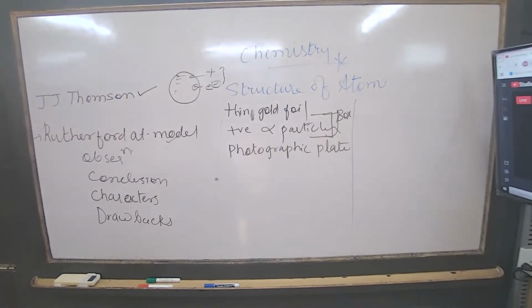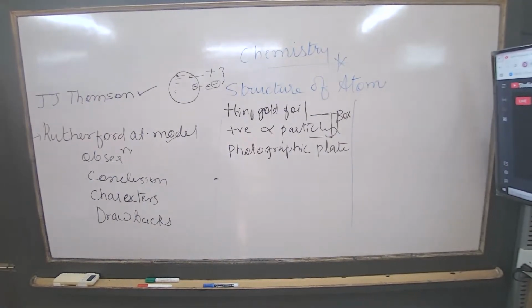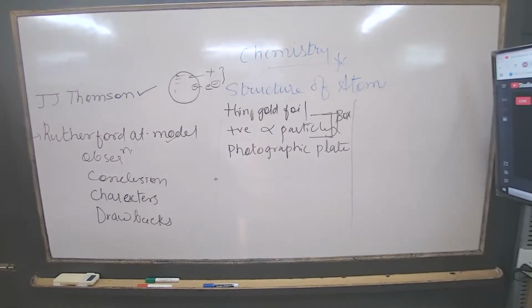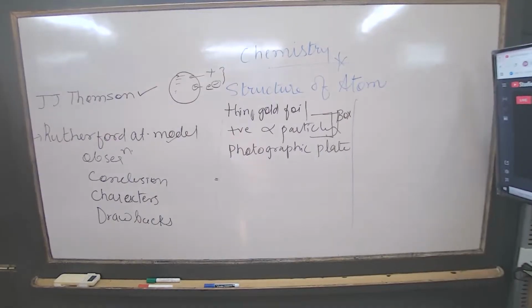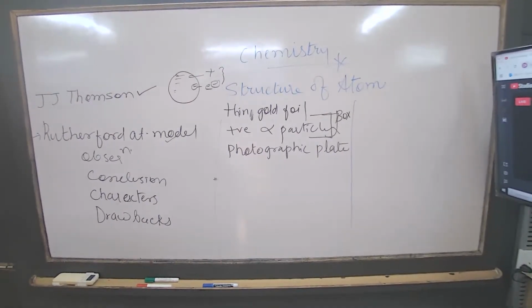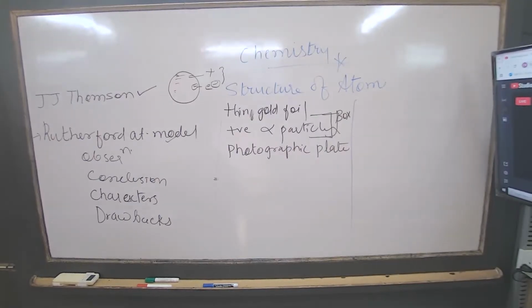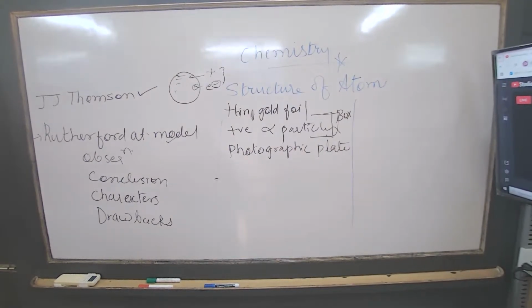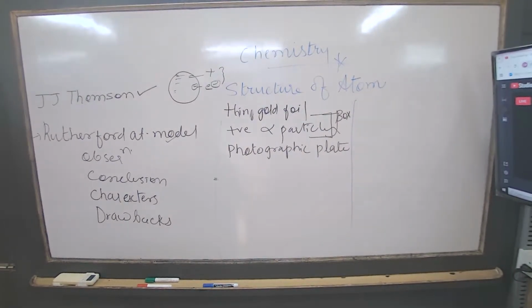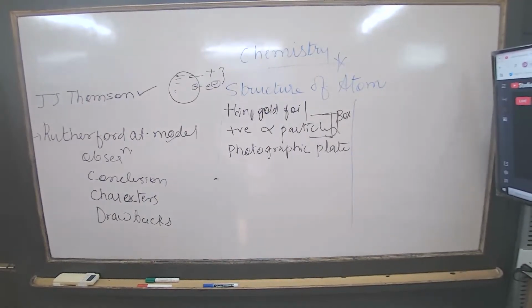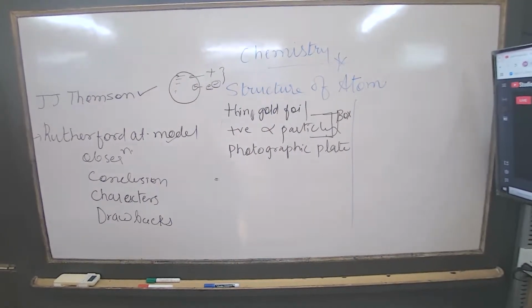Alpha particle, what is the source of alpha particle? Radioactive material. Radioactive material means it is a material having higher atomic number. What happens with higher atomic number? Its decomposition will happen, its breaking will happen to give small fragments. Along with that, some radiations are given from that material, and one of those radiations is known as alpha radiation.